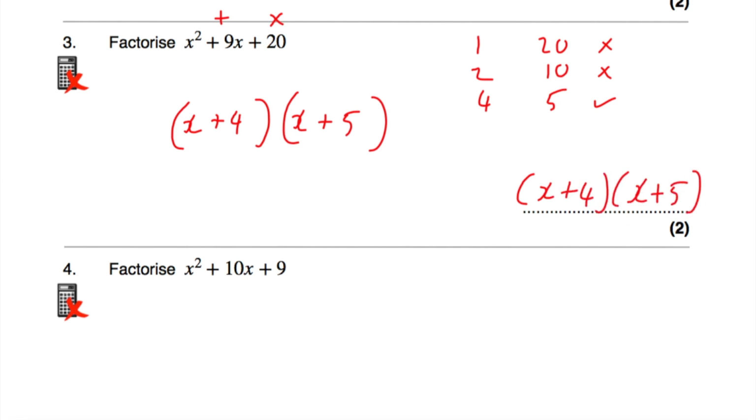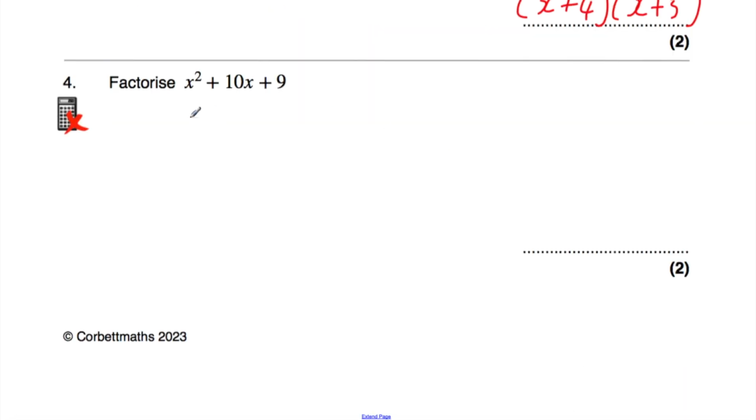Okay, let's have a look at question number 4. So question number 4, we've been asked to factorise x squared plus 10x plus 9. So again, it's a quadratic in the form of x squared plus bx plus c. So let's put our brackets down and let's put x's at the front of both brackets because x times x is x squared. Now we want two numbers that will times together to be 9 and add together to be 10. So we can have 9 and 1 or 3 and 3.